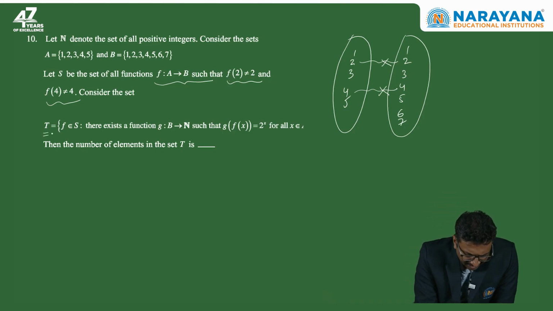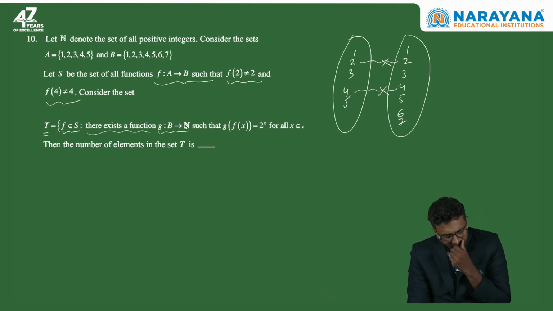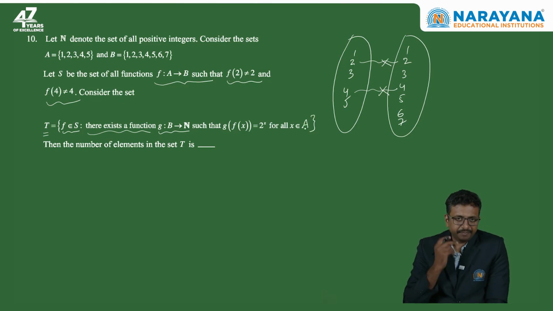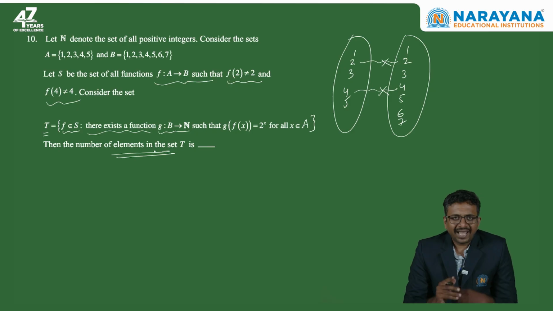Next, T is the set of functions which belongs to S such that there exists a function g from B to n such that g of f of x is equal to 2 power x for all x belongs to A. So there is some extra condition. The number of elements in T is being asked. What is the extra condition?